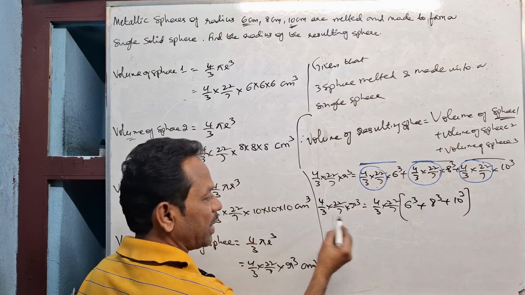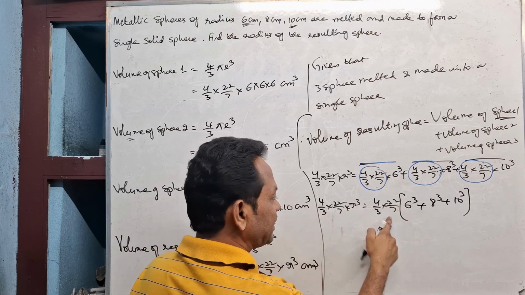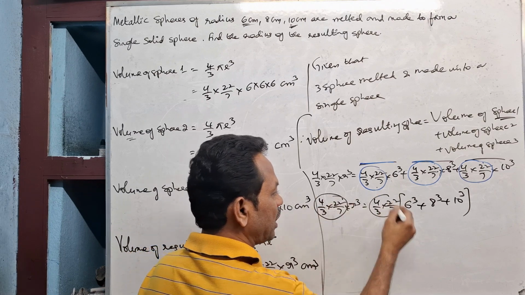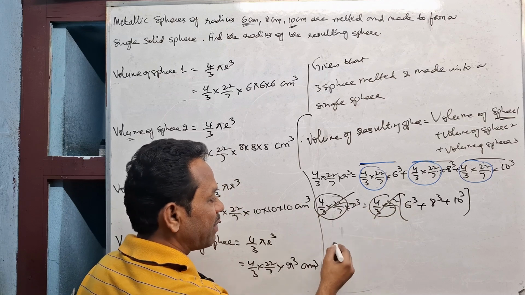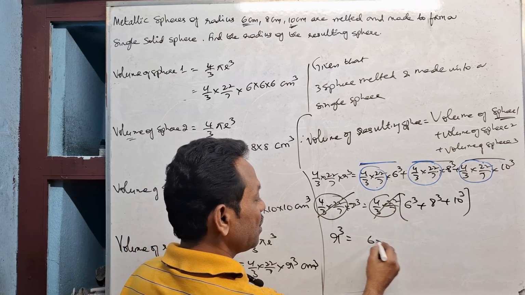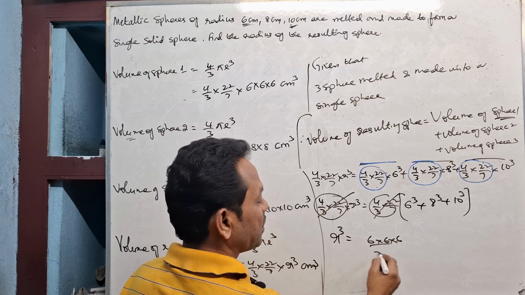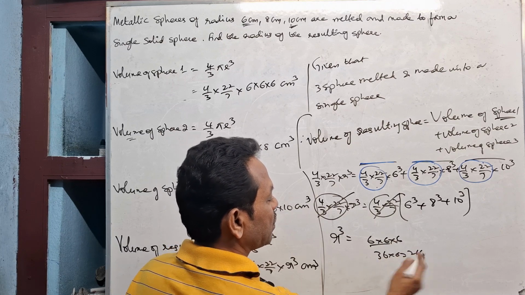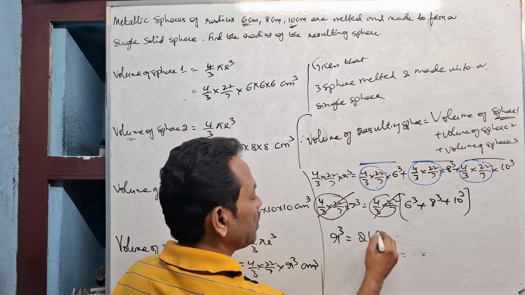Okay, now look at this. Now in the LHS and RHS, this is common. So that means you can cancel. So here we have r cube equal to 6 cube. 6 cube is 6 into 6 into 6. 6 into 6, 36 into 6, 216. So you will get 216 here.